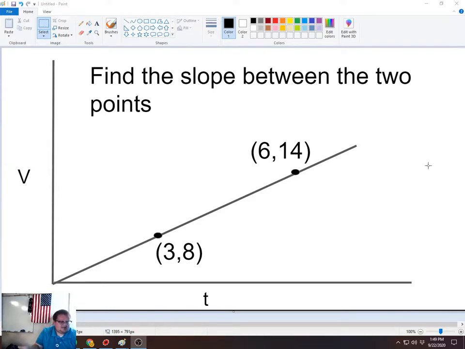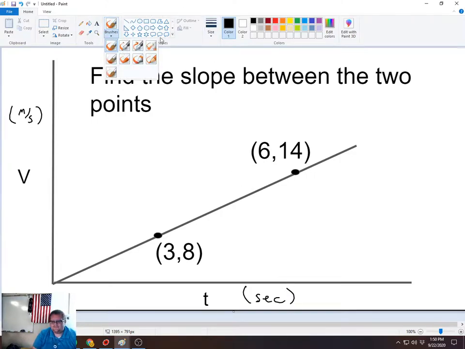Now, just like last time, let's pay attention to what's actually being graphed here. We can see on the y-axis we have velocity, presumably in meters per second. On the x-axis we still have time, which is going to be in seconds. And time is pretty much always going to be on the x-axis, as we discussed last time. So find the slope between these 2 points.